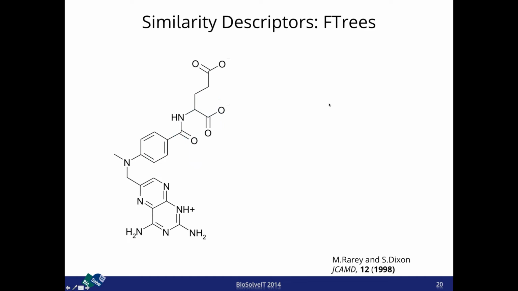So another descriptor that I would like to get you acquainted to has been developed by our friend Matthias Rarey at Hamburg University, but this was in his pre-Hamburg times, and Scott Dixon here. That's the very, very first publication. Since then we have improved and worked a lot on these feature trees, and it's actually a product available from us today. So these feature trees, these F trees, how do they work?